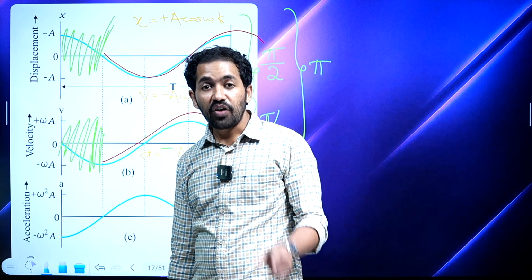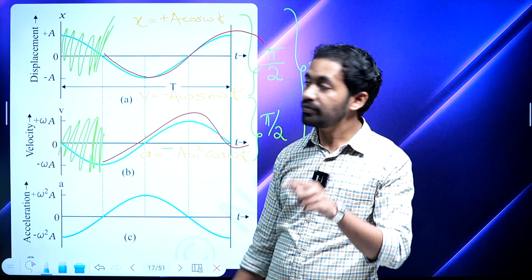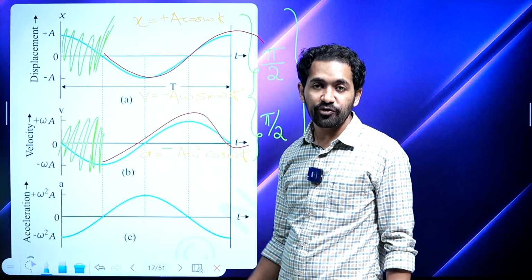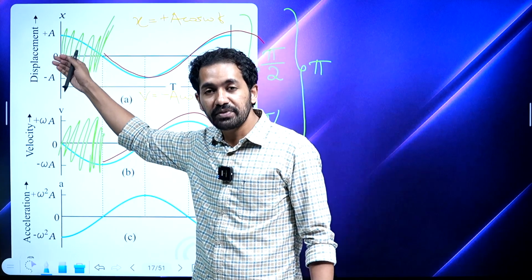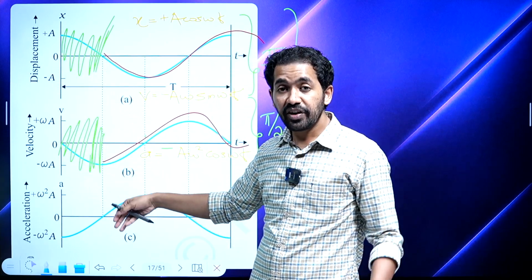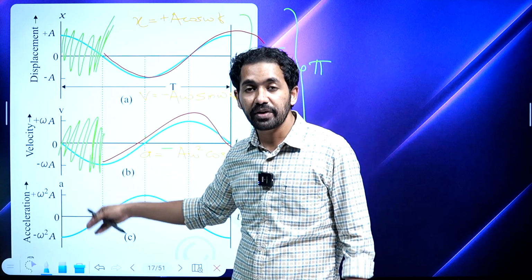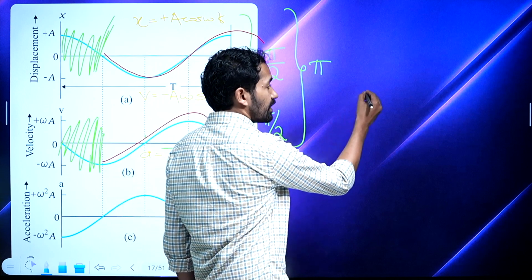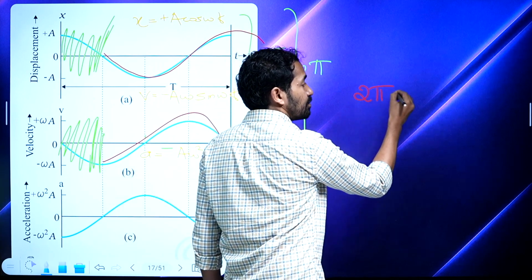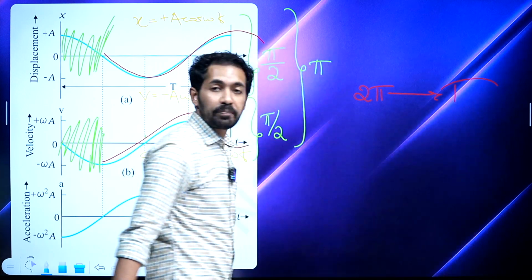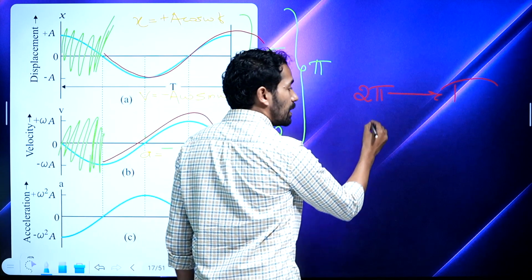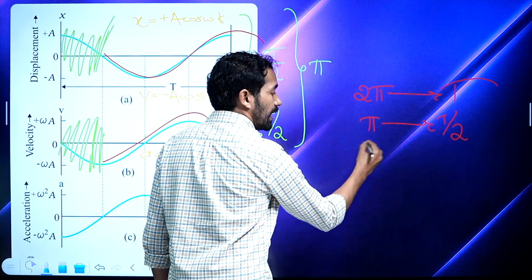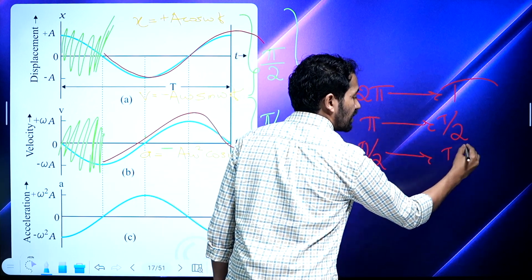Means what? T by 4 is the difference between any two graphs. If I take these two graphs, the difference is T by 4. Means if I cut T by 4 from this graph, I am getting the second graph. If I cut T by 4 from the velocity time graph, I am getting the acceleration time graph. How does this come? See, 2 pi corresponds to one time period. Pi radian corresponds to T by 2 and pi by 2 corresponds to T by 4.